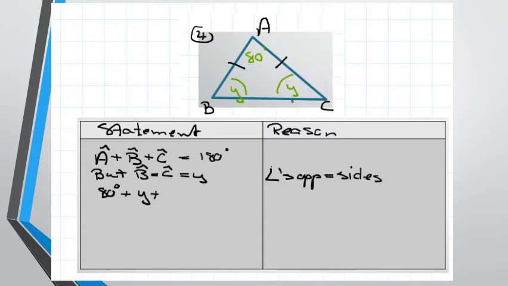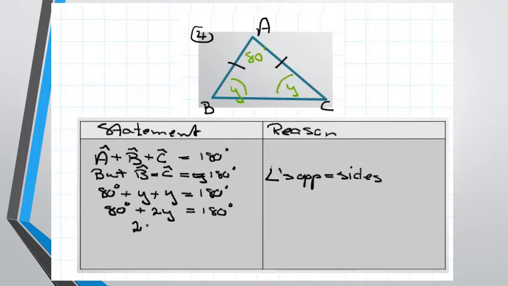And then again, remember that the base angles are the same, so angle C is also y. The sum equals 180 degrees. Let me just write that quickly: 180 degrees. Therefore I'm left here with 80 degrees plus 2y equals 180 degrees. Take the 80 degrees across to the right hand side.